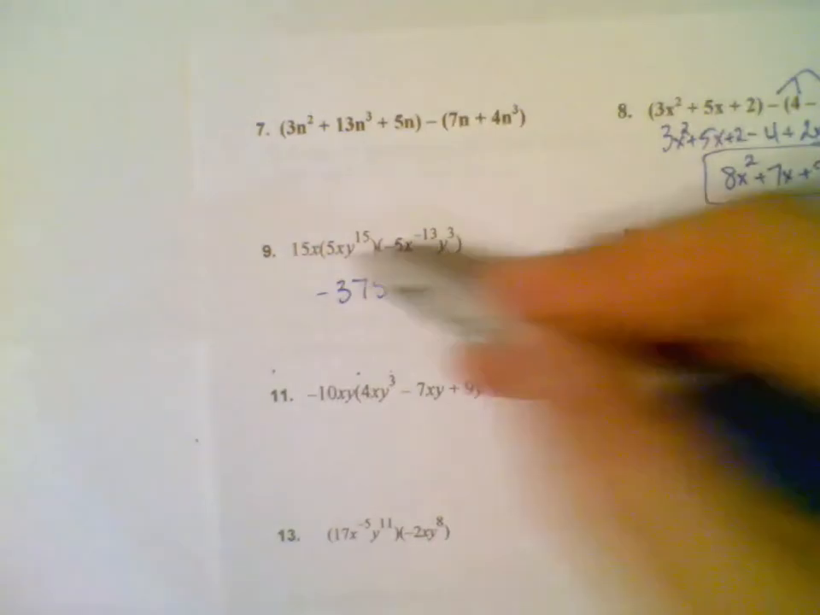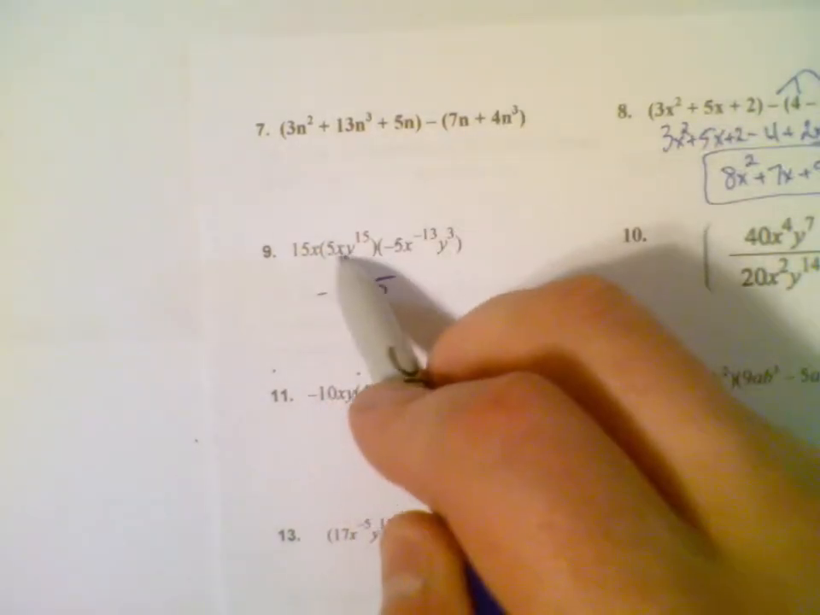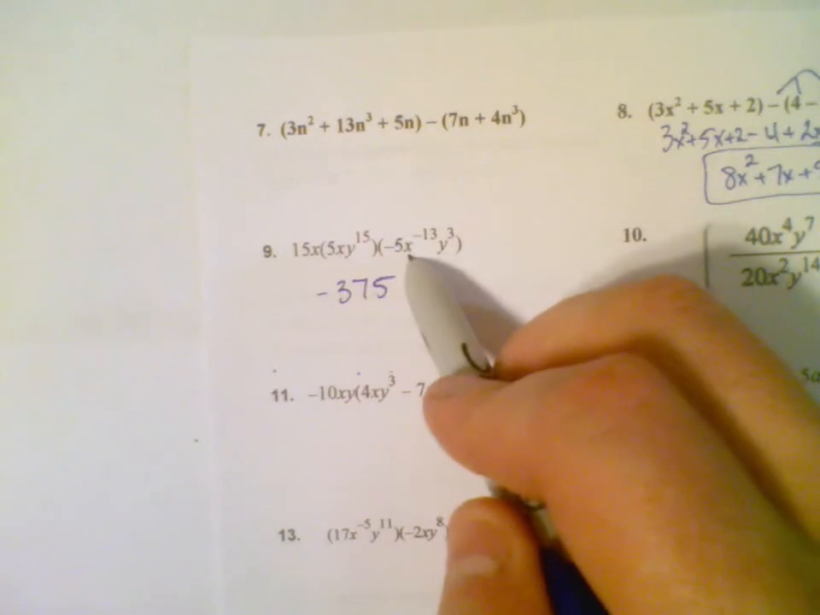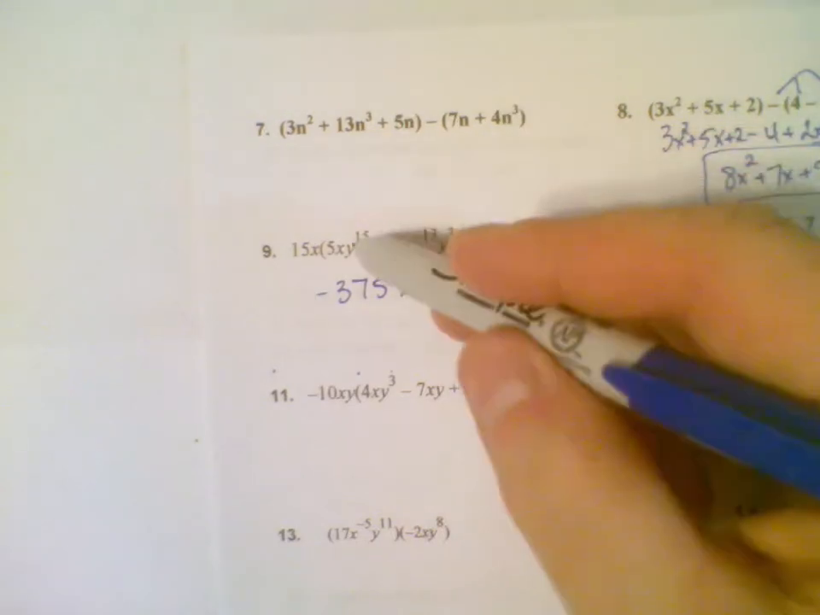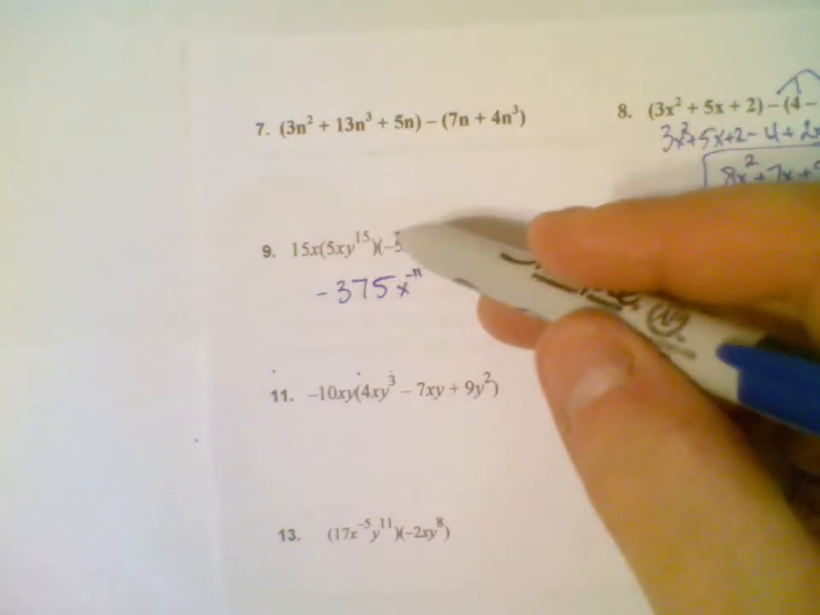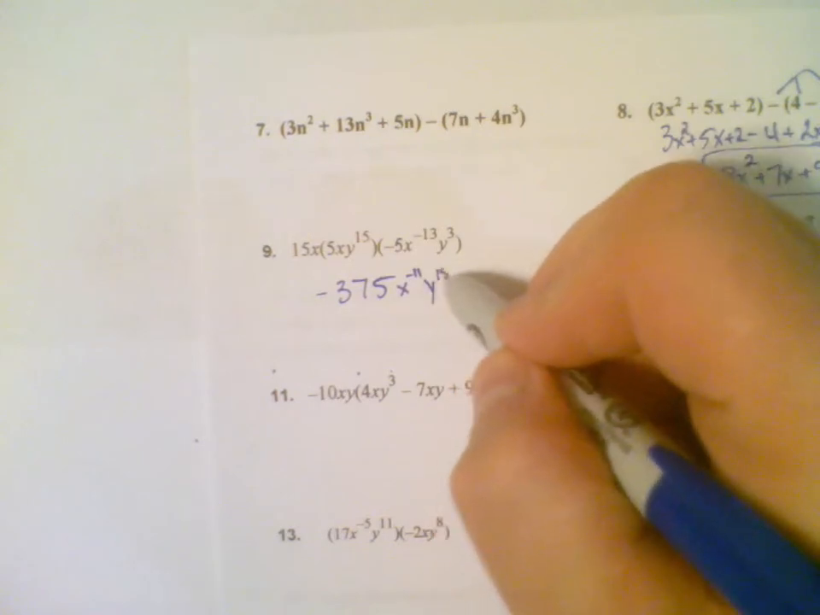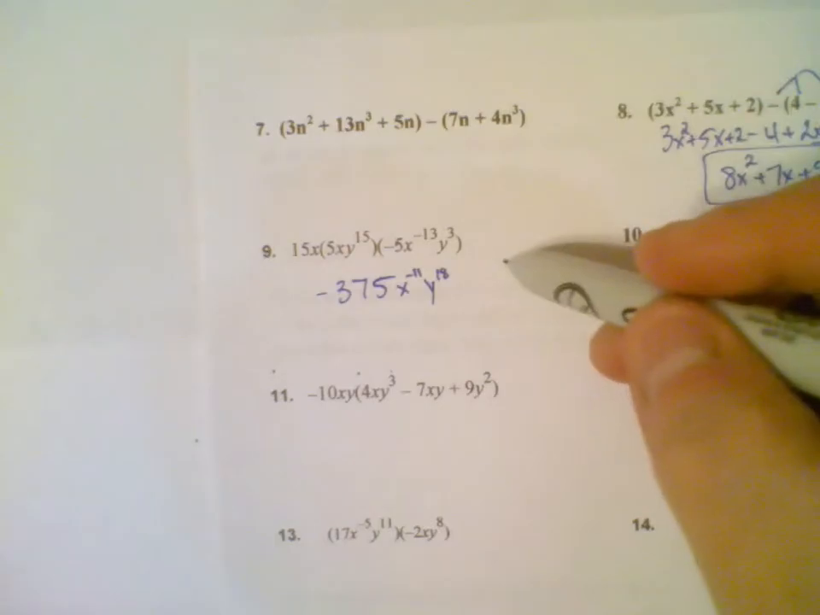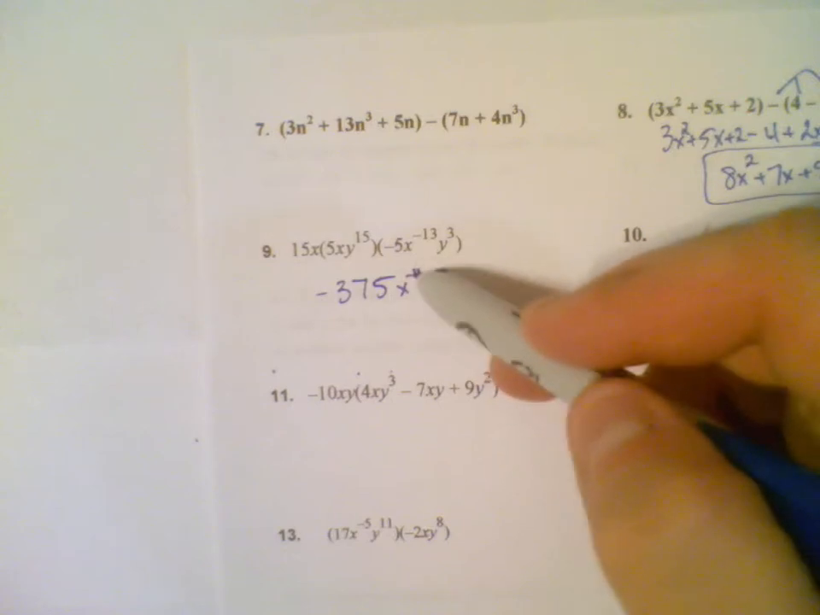You just multiply the numbers, multiply the x's, multiply the y's. So x times x gives me x squared. And then times x to the negative 13th is x to the negative 11. Because you're going to add like terms. Alright, and then the y, so y to the 15th, y to the 3rd gives me y to the 18th. And then I have to do one more step here to simplify it, because if I simplify these things, I cannot have a negative exponent.